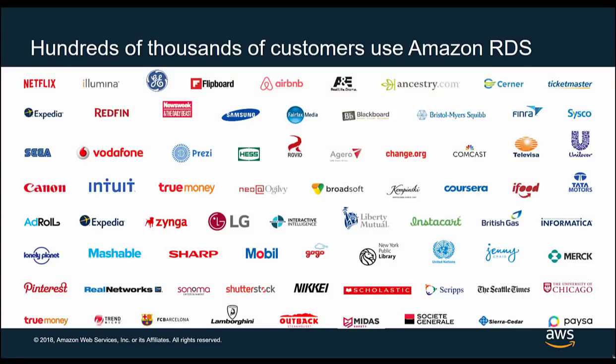Hundreds of thousands of customers use Amazon RDS. This is, of course, just a very small sampling, but some of these customers you may recognize, and all of these customers have a very, very high bar for running their database systems, right? And so we need to make sure that we meet that bar, and that means that all of our customers, big and small, can all benefit from that very high bar that we need to set for running these relational databases in the Amazon RDS service.